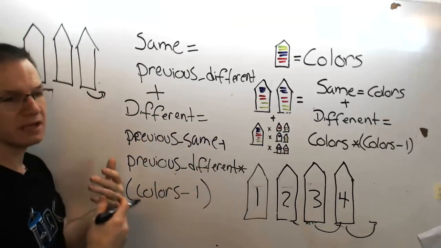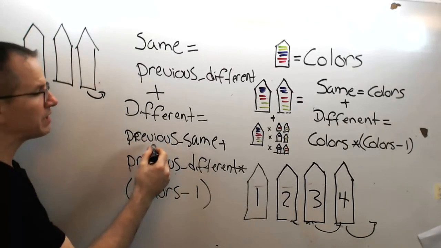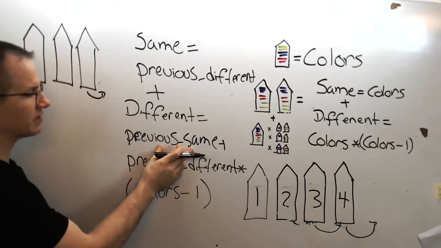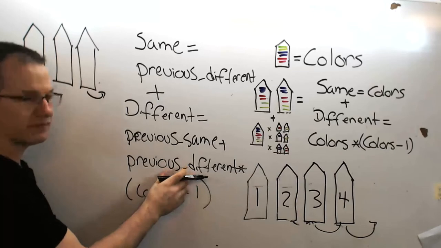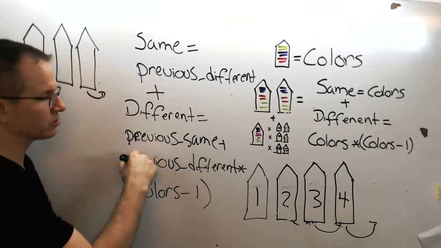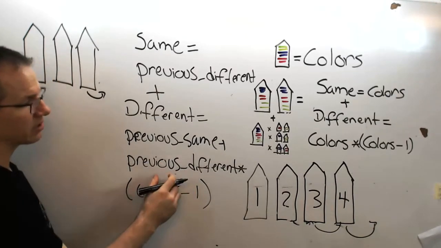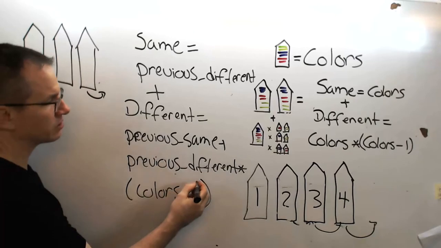So that's how we calculate our next same. And then our different can be both of those, right? It can be our previous same and our previous difference. And we're able to make permutations or changes from each one of those. And then it is times colors minus 1, because we can shift, right?